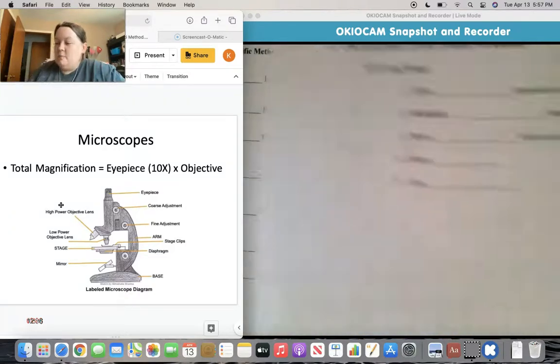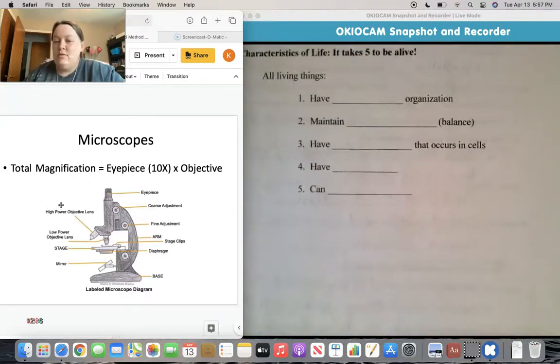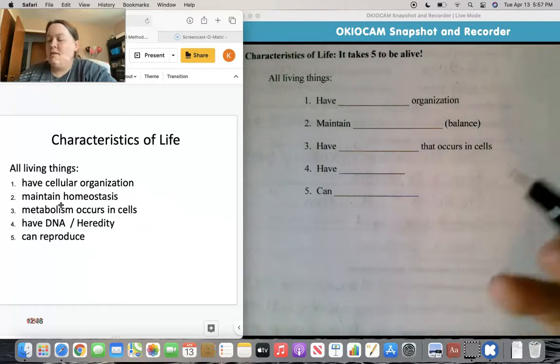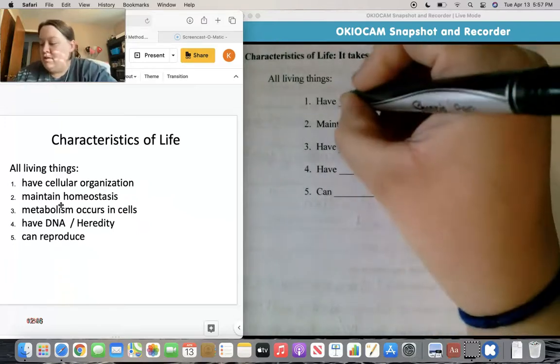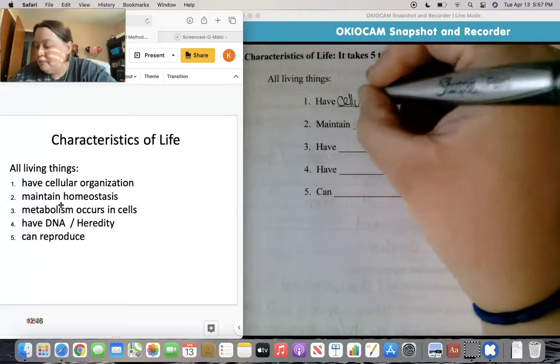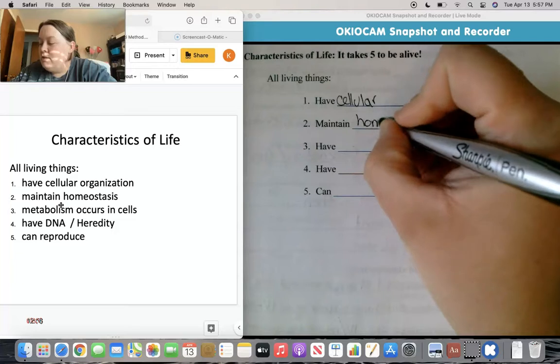Alrighty, and then one of the last, but certainly not least, because this is very, very important for this unit, are the 5 characteristics of life. All living things have 5 things in common. First of which, they have cellular organization. They are made of cells. All living things are made of cells. It's part of the cell theory. They also have to be able to maintain homeostasis.